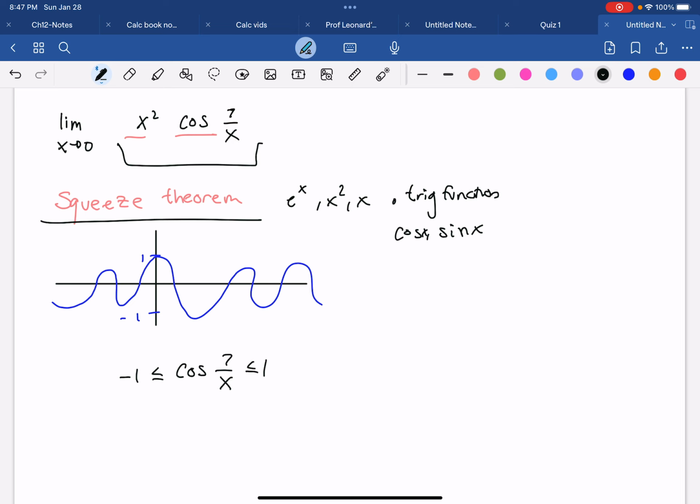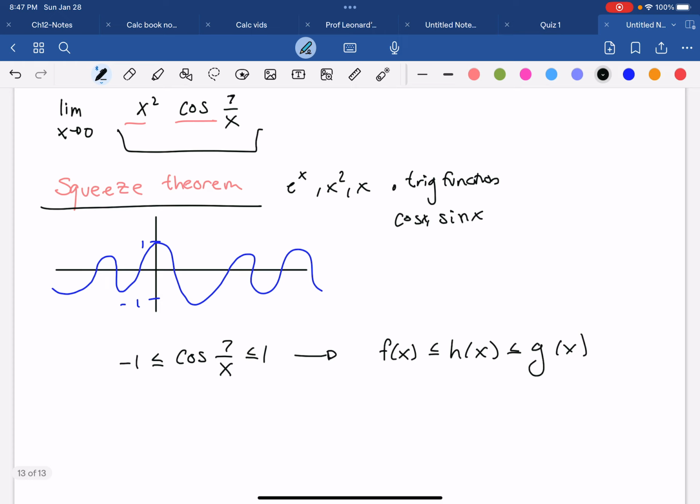Having it in this format makes it easy to put into the squeeze theorem format. If we have f of x less than or equal to h of x, which is less than or equal to g of x, and the limit as x approaches a of f of x equals L, and the limit as x approaches a of g of x also equals L, then this L is representing a y value. Say the number is 7.